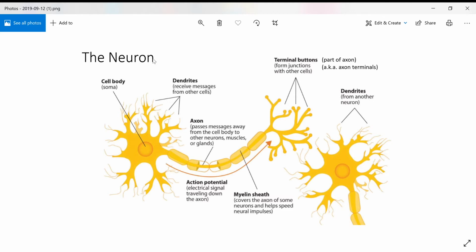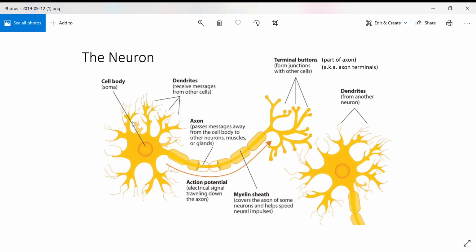It makes up the nervous system, and this is one whole neuron right here, and there's a bunch of different parts to it, so I'll go through those right now. The dendrites are these little finger-like projections on the ends of the cell body. Dendrites receive messages from other cells, so they will receive the stimulus and collect everything, and they're very sensitive to the stimulus that is around them.